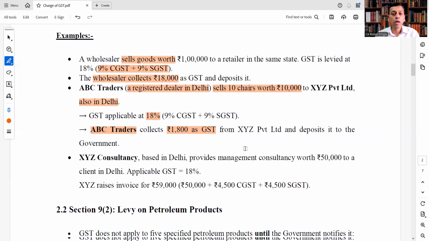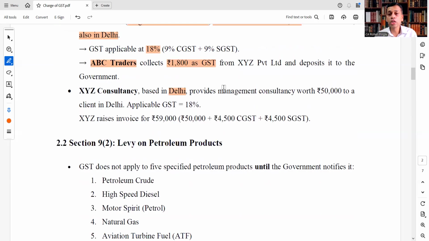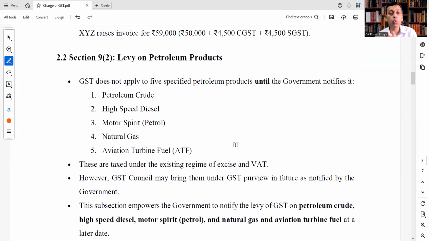government. Next, XYZ Consultancy based in Delhi provides management consultancy worth rupees 50,000 to a client in Delhi. That is again intrastate. Applicable GST will be 18%. Then XYZ raises an invoice for rupees 59,000. That is 50,000 plus 9,000 GST, that is 4,500 CGST and 4,500 SGST. Okay, clear? Then we will move to section 9, subsection 2, that is levy on petroleum products.